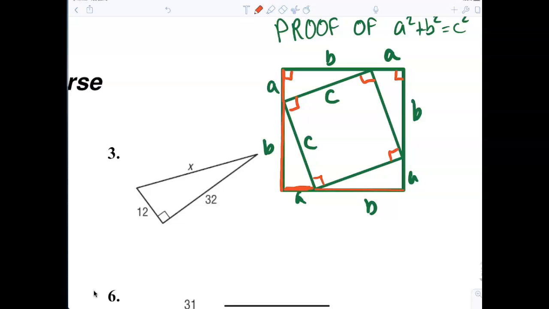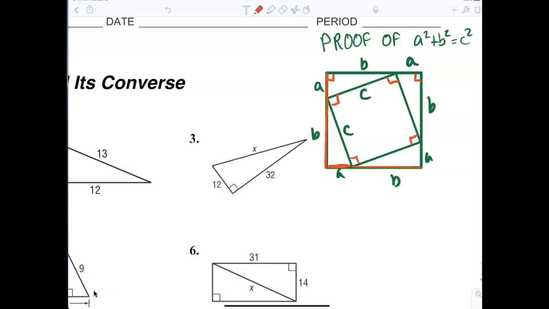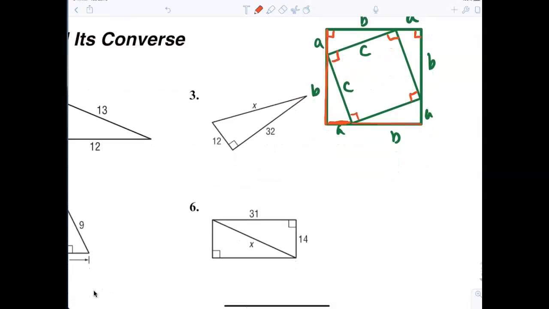Does everybody see that? So now, if I said, what is the area of the big square? How could I write that? Good. A plus B times A plus B. Do I agree with that? The area of the big square is just A plus B squared. Any issues?